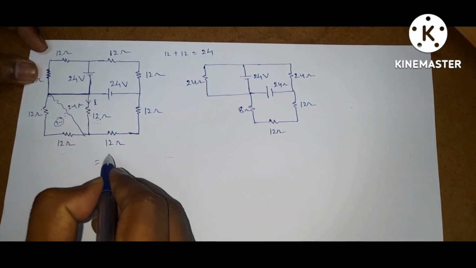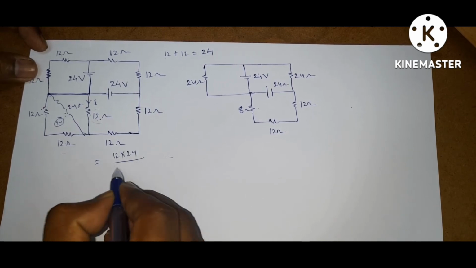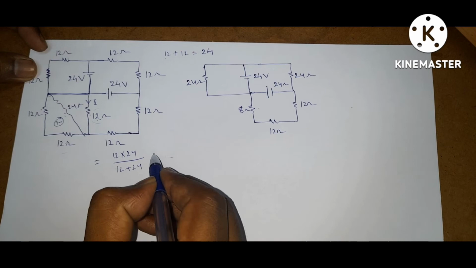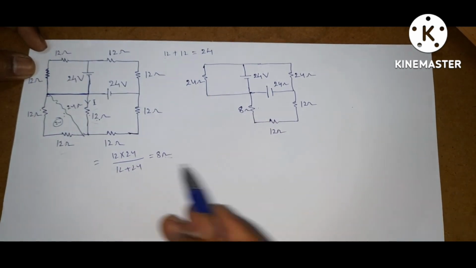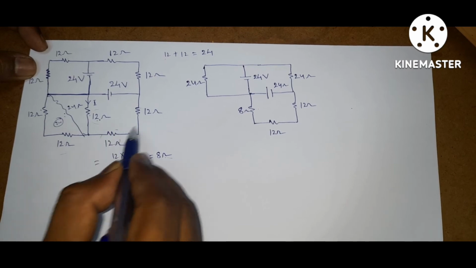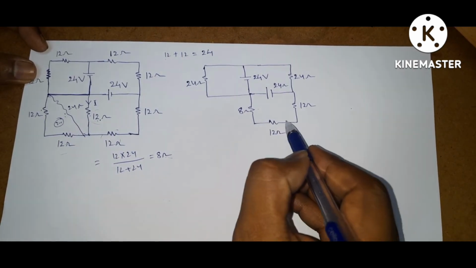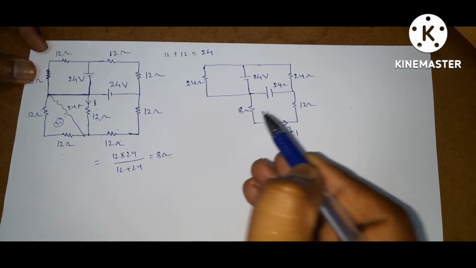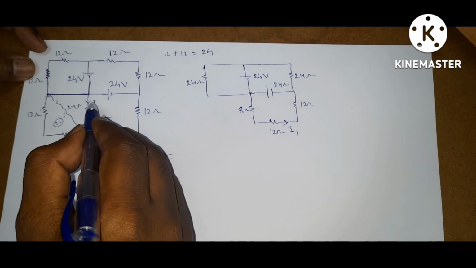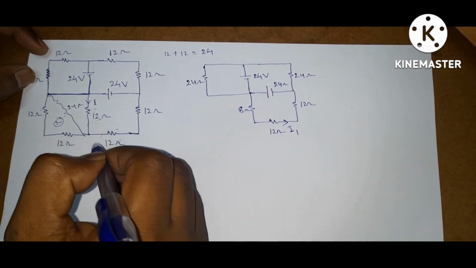So for a parallel circuit, R1 R2 by R1 plus R2. So 12 into 24 by 12 plus 24. If you solve this, you will get 8 ohms. So I write here, this resistance and this resistance do not change, so I keep them here. Let this current be I1. See here, this current disappears because we are finding the equivalent of these two.